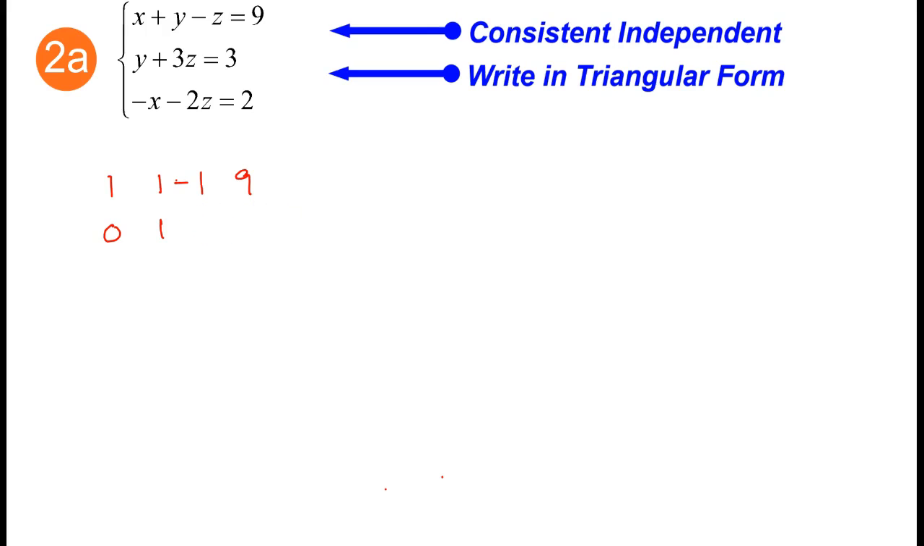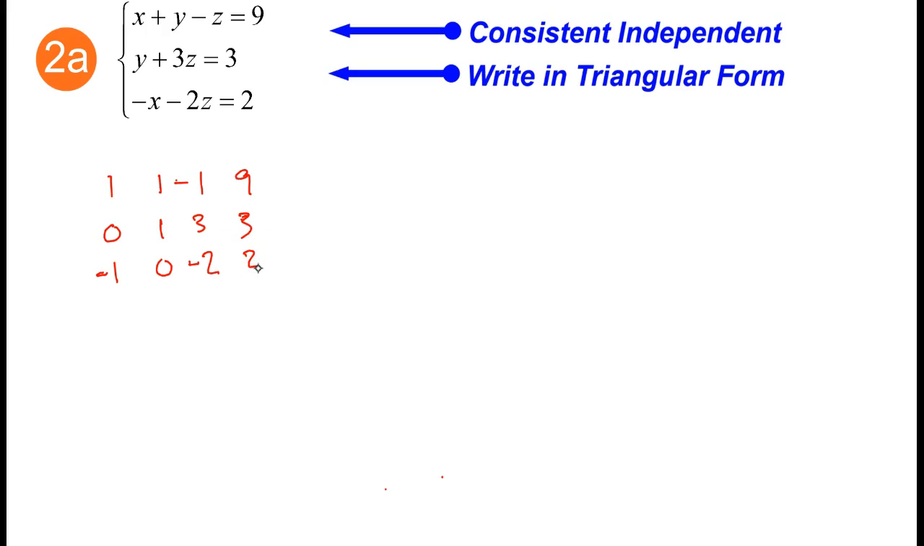The final equation has a coefficient of -1 for x, 0 for y because there is no y variable, and -2 for z. And then the constant is 2.